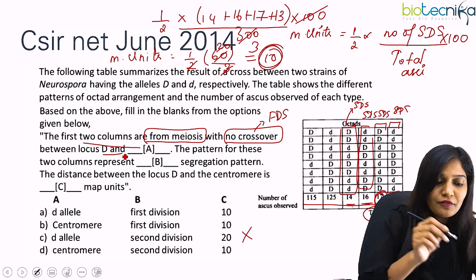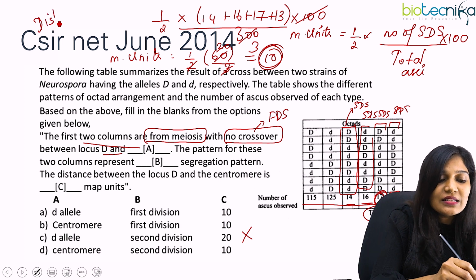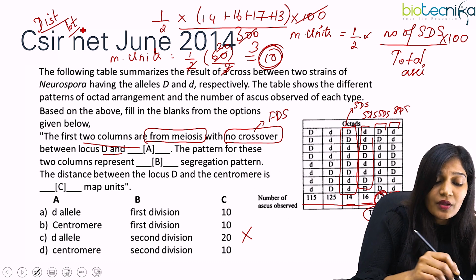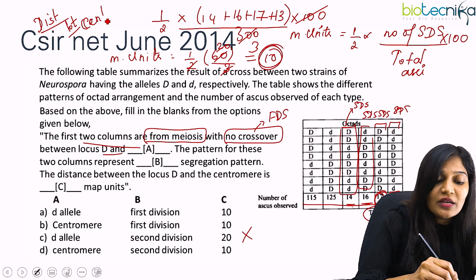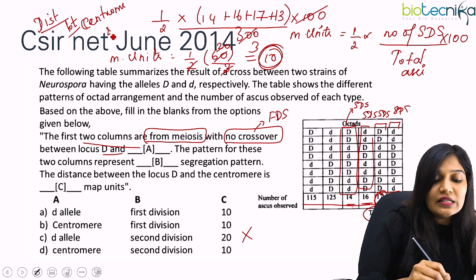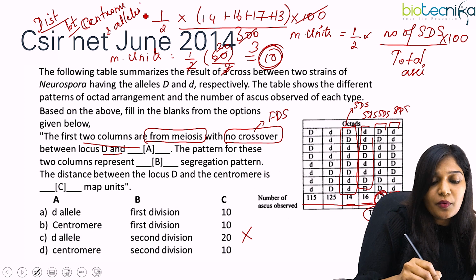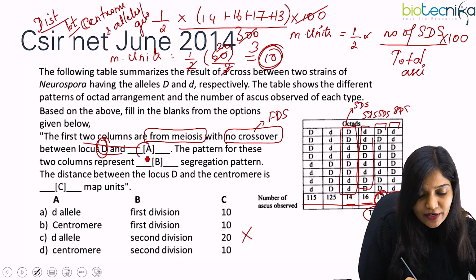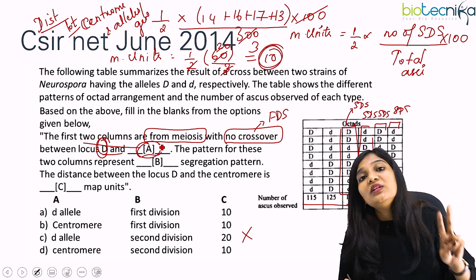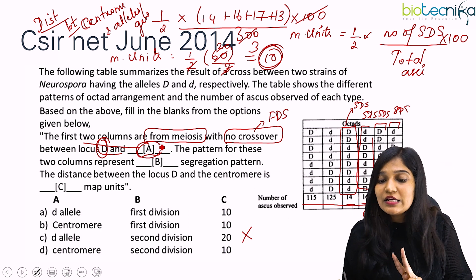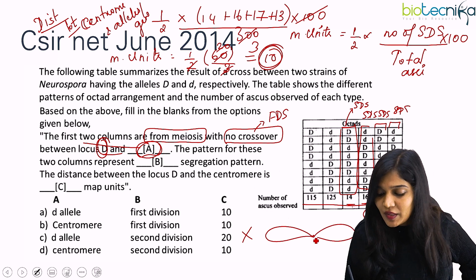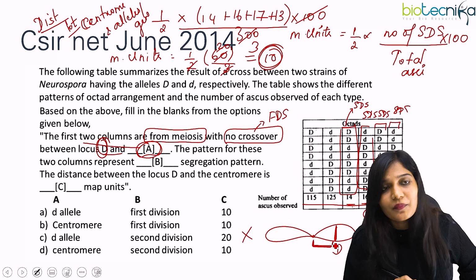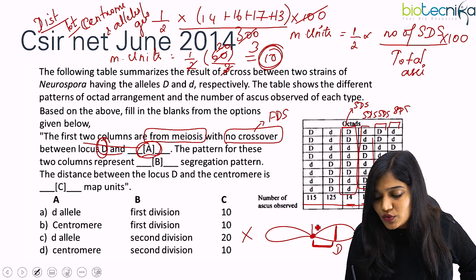Very important: tetrad analysis gives the distance between the centromere and the alleles or genes. This is important. Here they have given D, and the centromere is here. The distance between the centromere and the allele, very specifically, suppose here there is capital D, what is going to be the distance between them? This is the centromere, so it is going to be this.